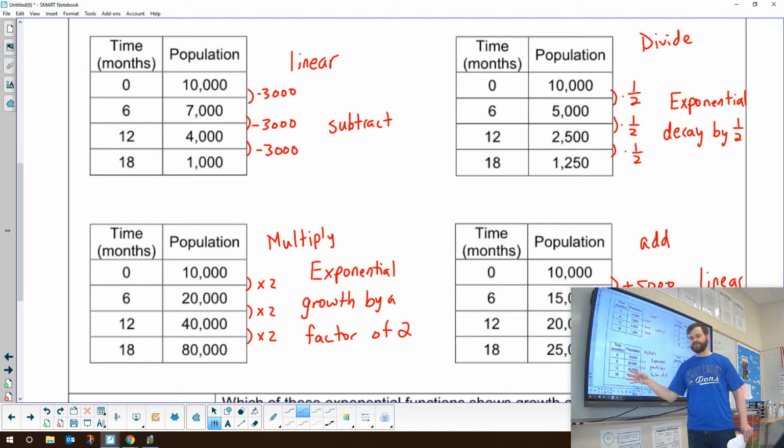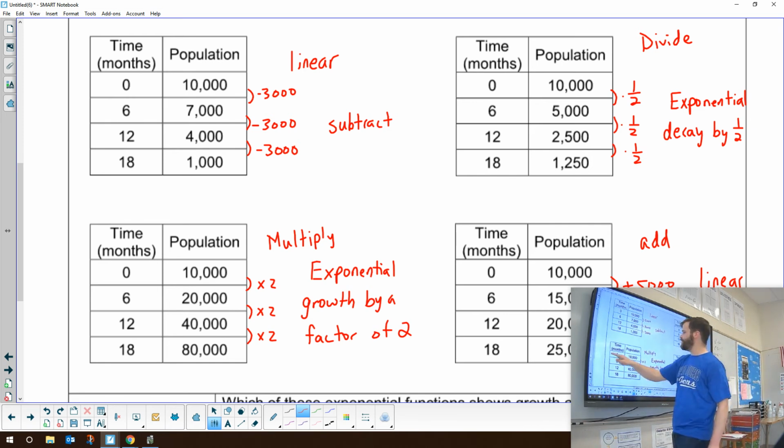This is another exponential here. So anytime that I am multiplying by a number, even if it's a 1/2 or by 2, we're going up and up and up faster, faster, faster, like 10,000 times 2, 20,000, 20,000 times 2, 40,000, 40,000 times 2, 80,000. So we go up and up and up faster, faster, and faster. The amount between each one of these is not the same. So this is an exponential growth by a factor of 2.